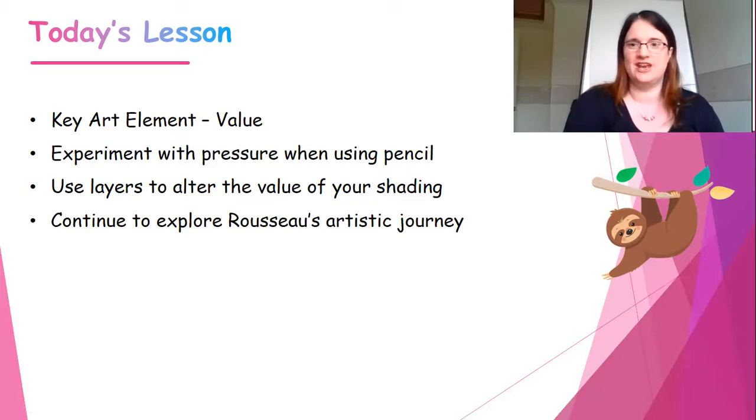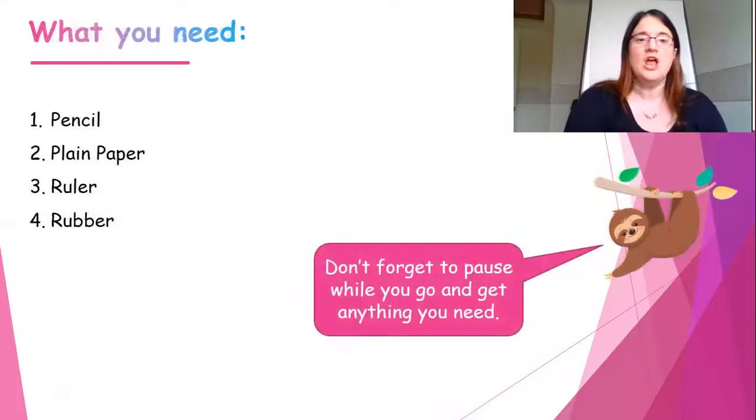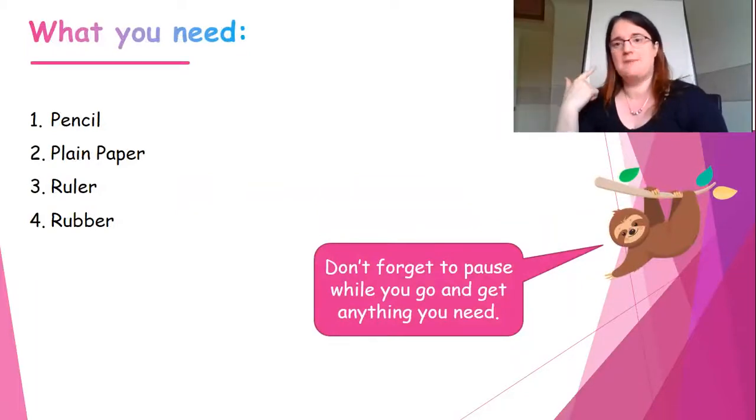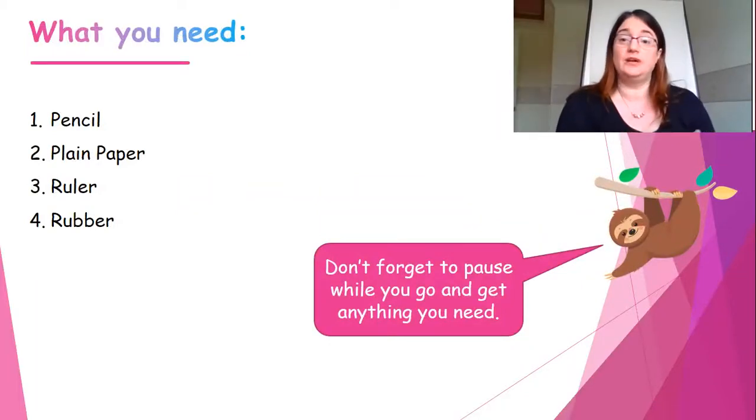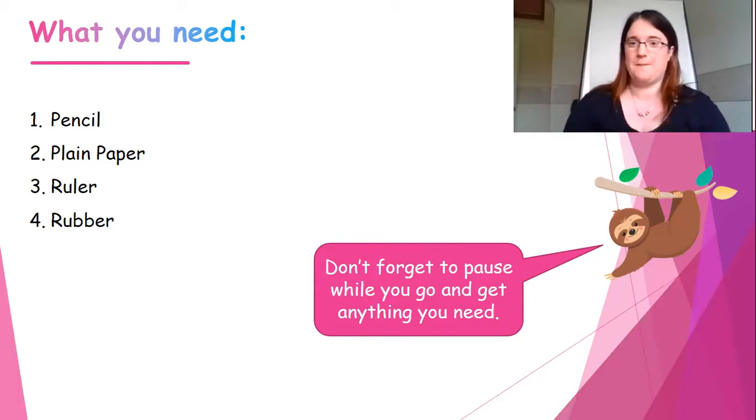Hopefully his artistic journey gets a bit more promising, because at the moment nobody's thinking very much of his artwork, are they? So I hope people have responded to your artwork nicer than the people responded to Russo. Today you're going to need a pencil, a piece of plain paper, a ruler and a rubber. So press pause, go and get what you need, and then let's get started.